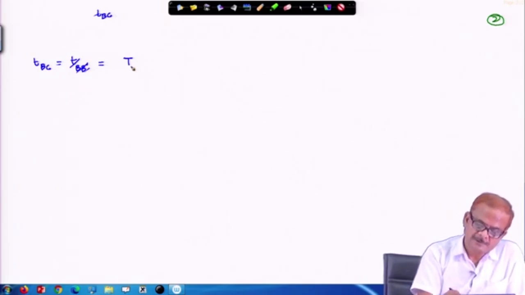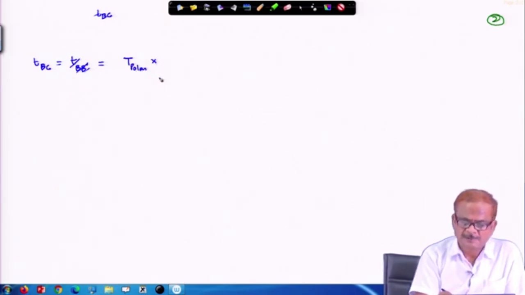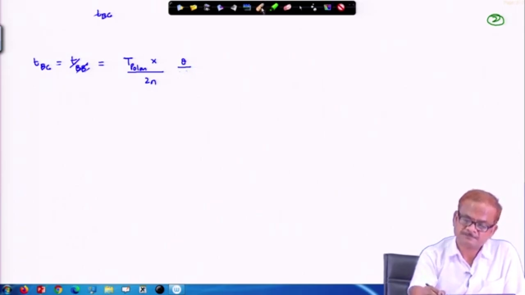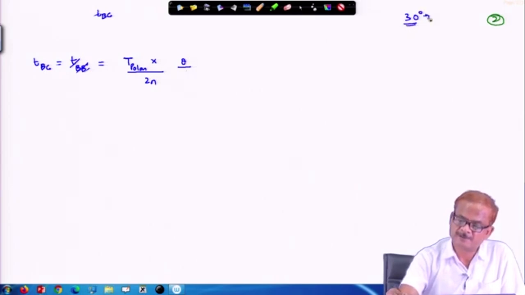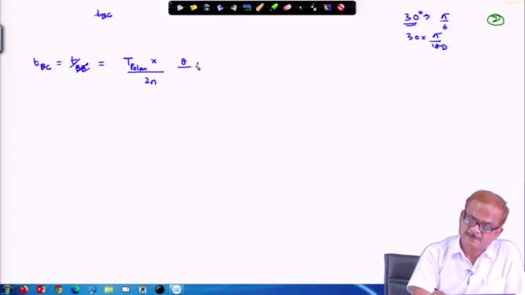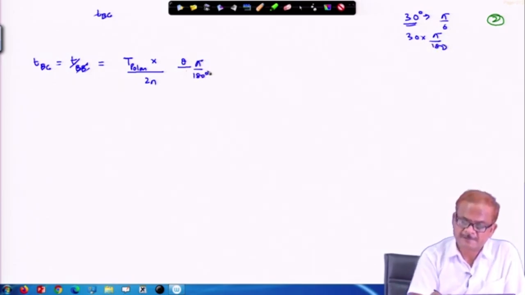So, the time period in the polar orbit, and this has to be divided by 2 pi and multiplied by the angle through which the satellite is going from B to C. So, this is theta divided by pi, meaning theta divided by 180 degrees. Theta is given as 30 degrees, so this we have to convert into radians. So, this will be pi by 6 radians. So, what we do is 30 multiplied by pi by 180. So, this gets converted into the time taken to go from B to C.